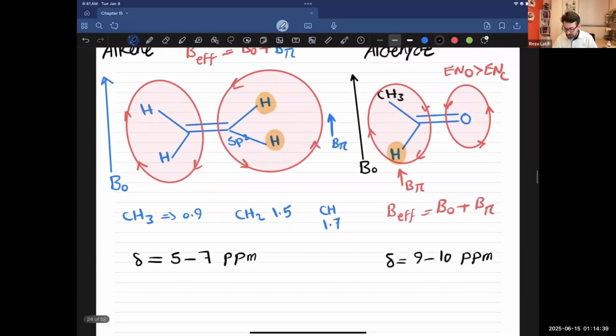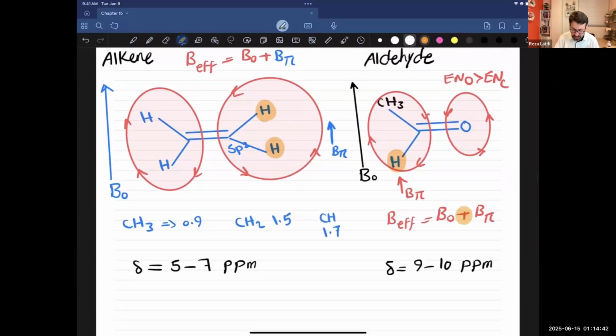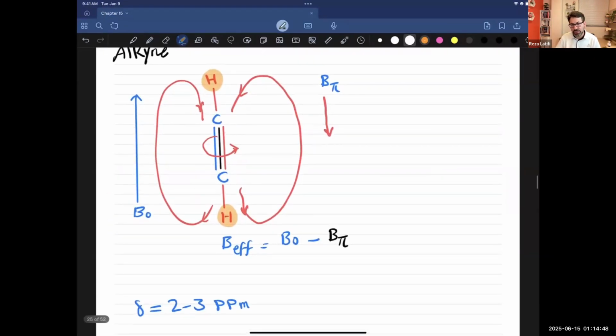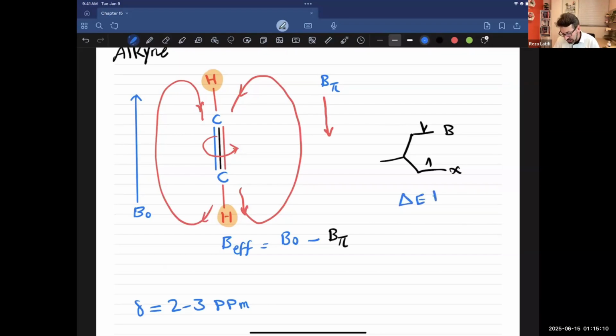Look at the previous one. Always we added the magnetic field of the pi system. Now I'm subtracting it from the external one. So what does it mean? It means the magnetic field that the hydrogen atom will feel will be smaller. So the gap between the alpha spin state and the beta spin state will be a small one. And because it's small, delta E that we need to get resonance will go down. That means a smaller frequency, or less energy. So we're going to see this one in lower ppm.